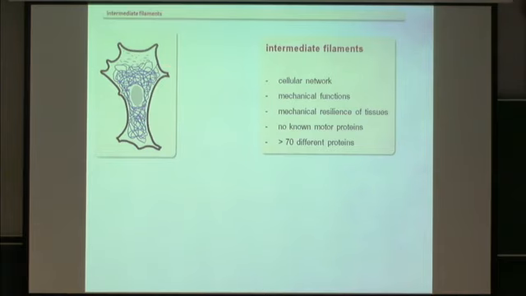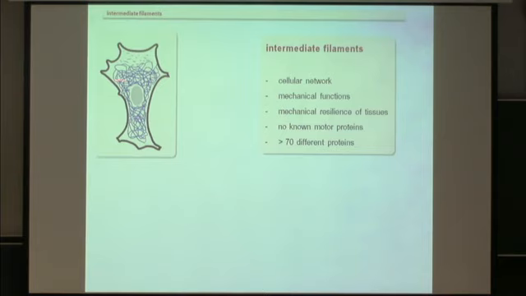And the main function of the intermediate filaments are mechanical functions. And most important are these mechanical functions if tissues are formed. When you think of our skin, skin consists of many cells. Cells are somehow connected to each other. But when you stretch your skin, skin is extremely resilient to stress. And this is due to the mechanical functions of this cytoskeletal component of the intermediate filaments.